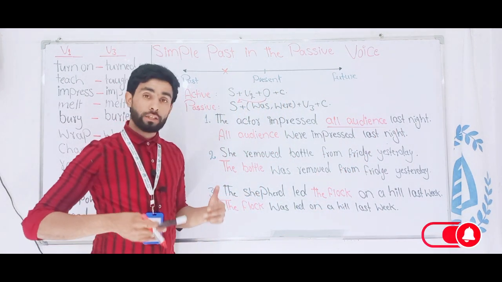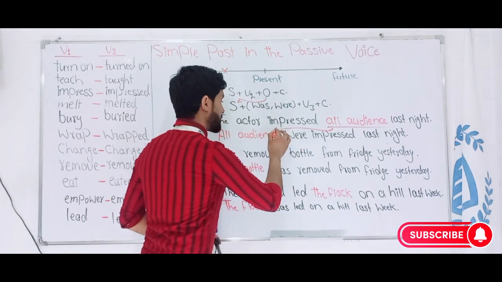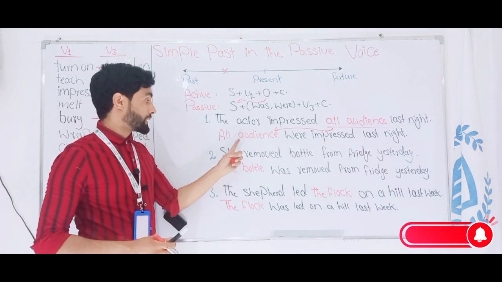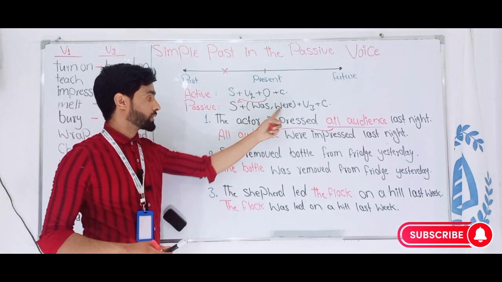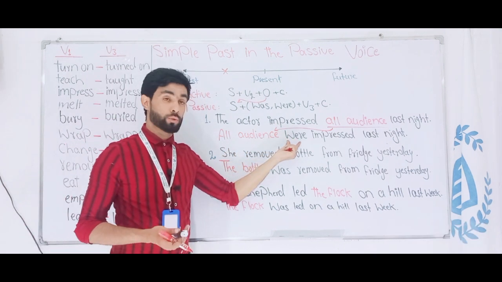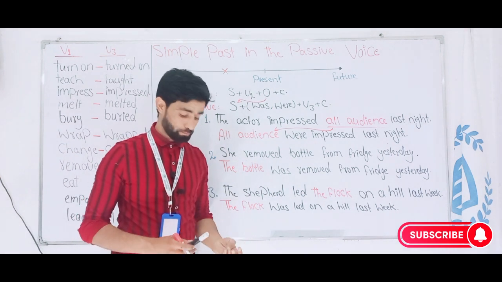Now, in order to change it to passive, this all audience comes in the beginning. It acts as a subject, then the rest of the sentence. All audience plus was and were. All audience, it's a plural subject. Then we have to use were. All audience were impressed last night.